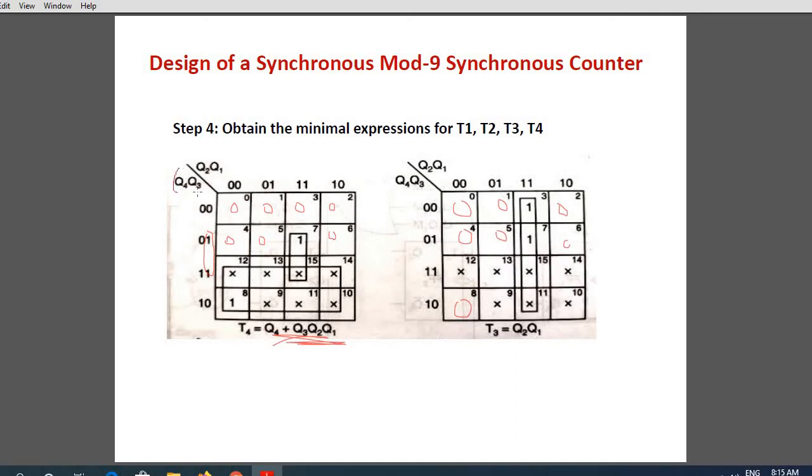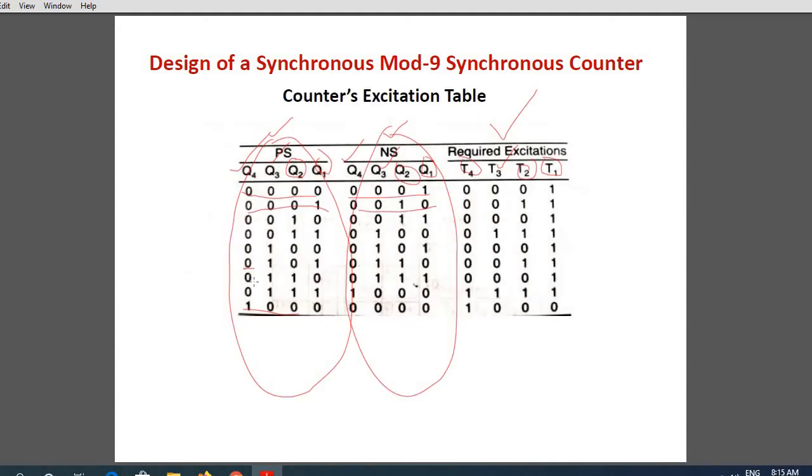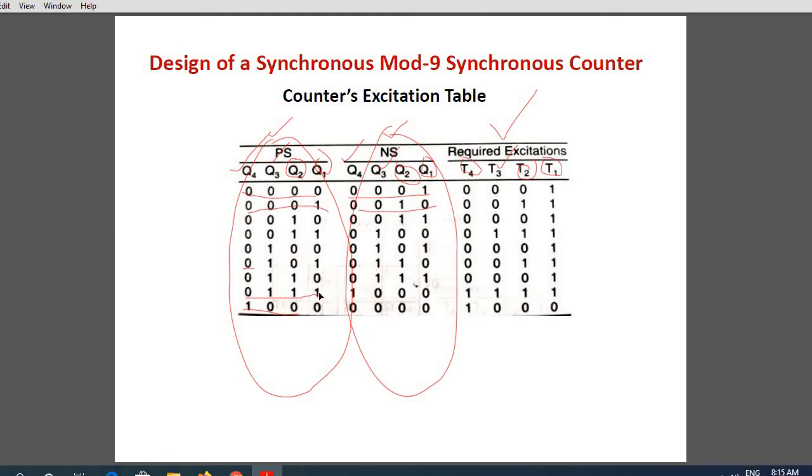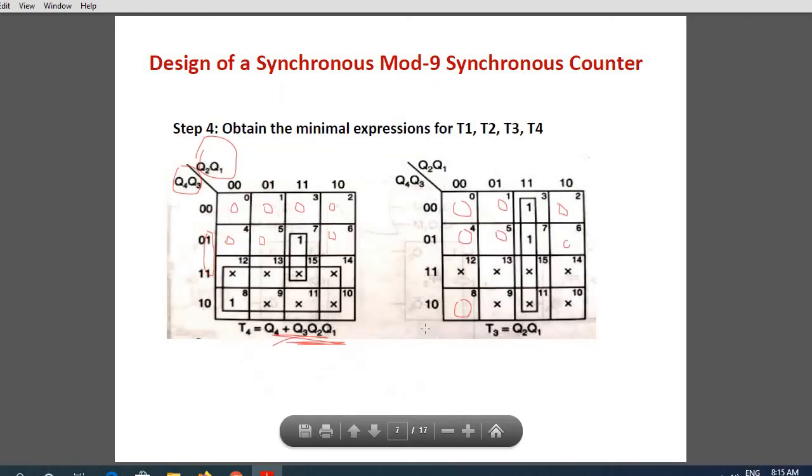You are going to take Q4, Q3, Q2 and Q1 and then fill the cells for T4. Look here. For example, I am taking this case 0, 1, 1, 1. Which was that cell? T4, okay. So I am taking 0, 1, 1, 1. My T4 is 1. Look here. 0, 1, 1, 1. My T4 is 1. In this way, you have to fill everything for T4.